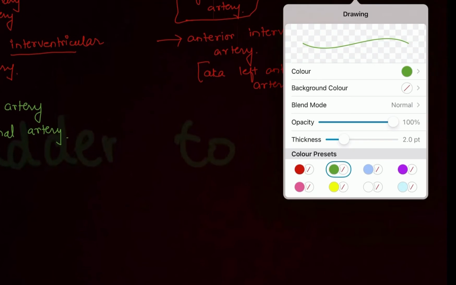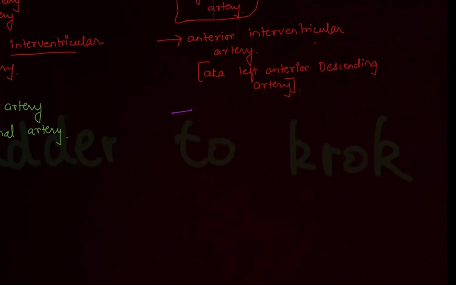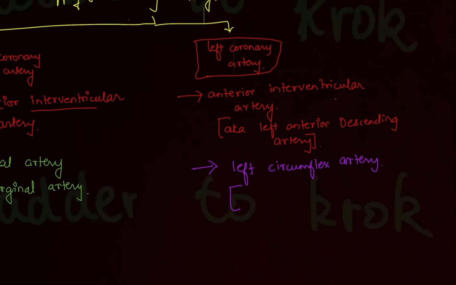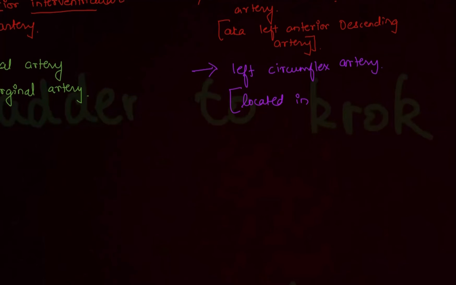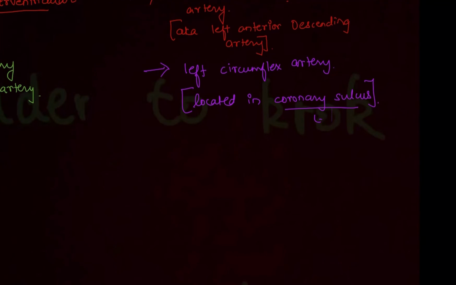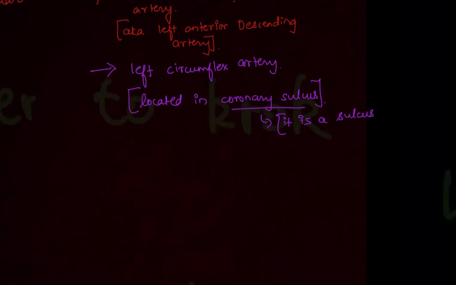Similarly, your left coronary artery also has some branches, that is the left circumflex artery. Left circumflex artery. Now this left circumflex artery, you must remember the position or the location of it. So it is located in the coronary sulcus. Now you should know what is coronary sulcus, right? So write down its meaning. Coronary sulcus, it is a sulcus. Sulcus means, what I've told you many times, a depression, right? Or a groove. So it is a sulcus which divides atrium and ventricles. So it runs between the atrium and ventricles, therefore dividing them.